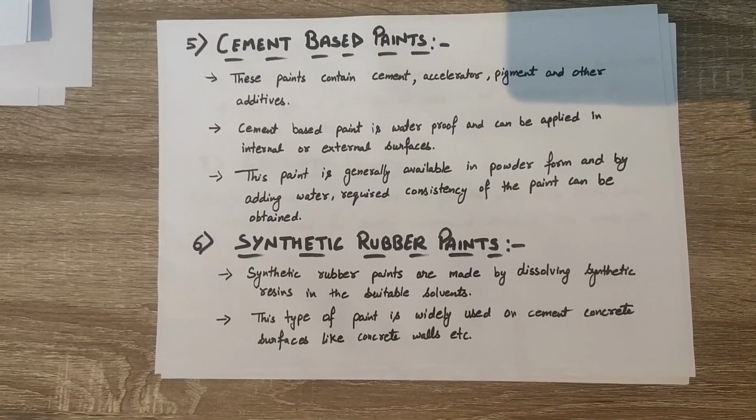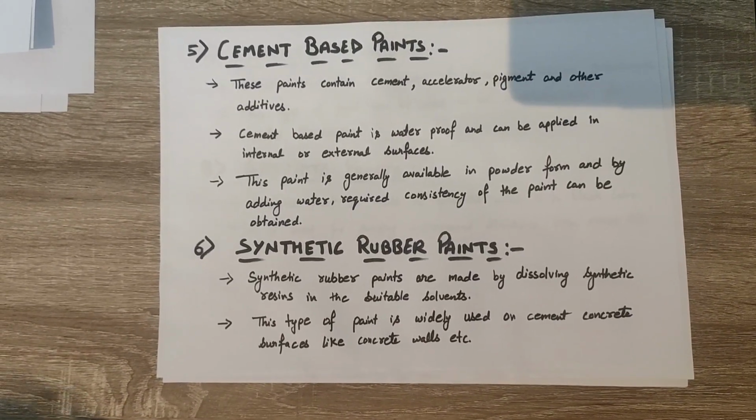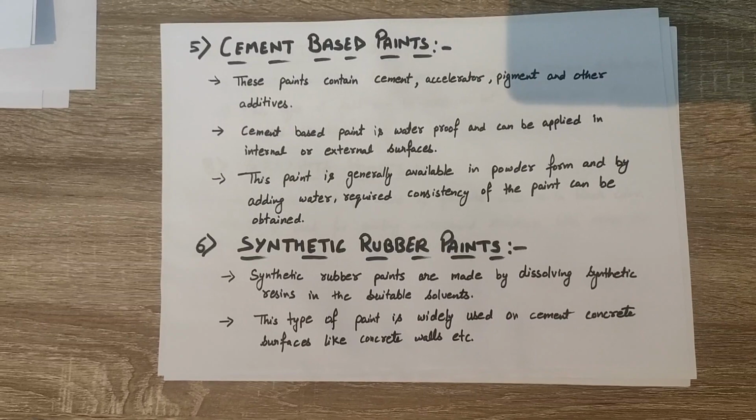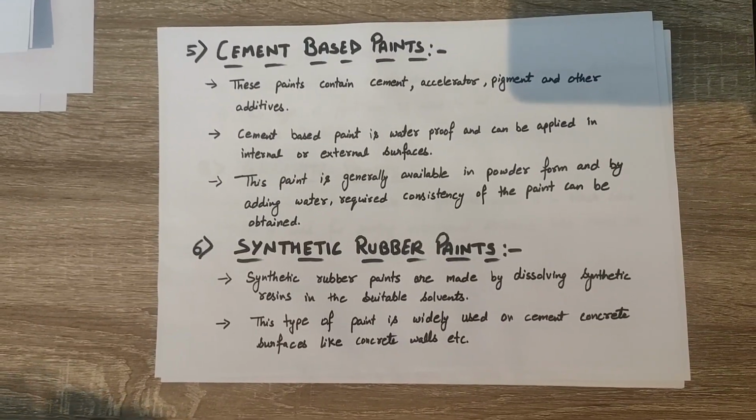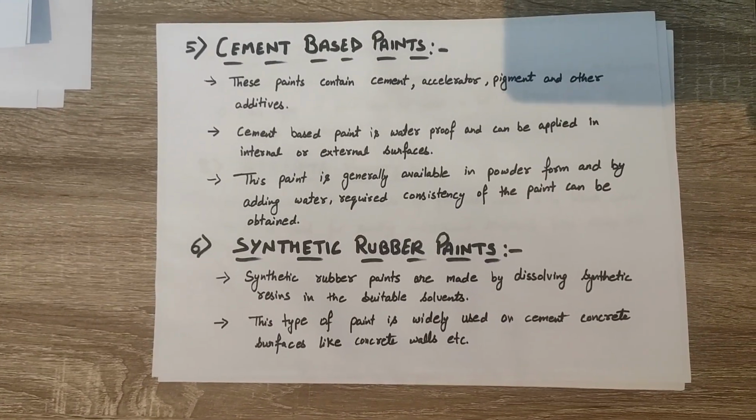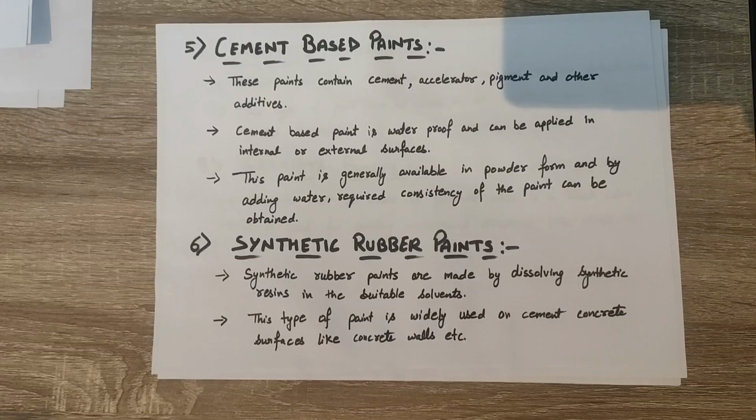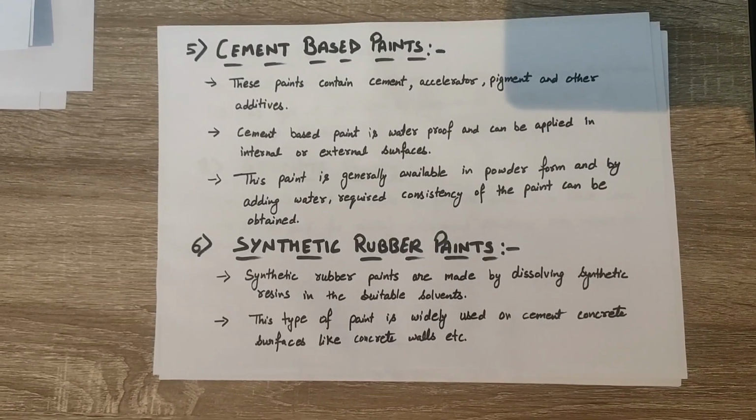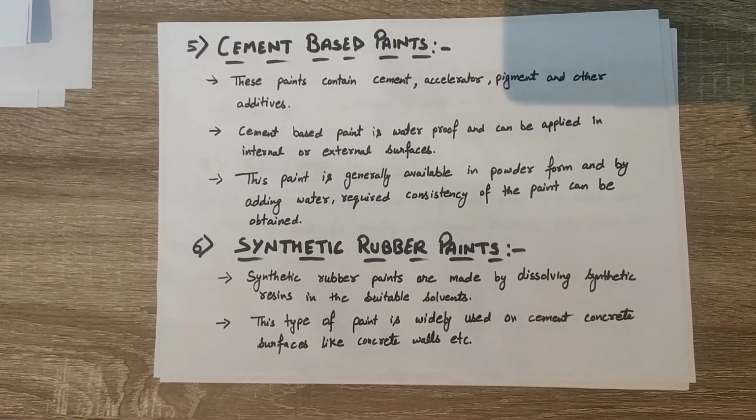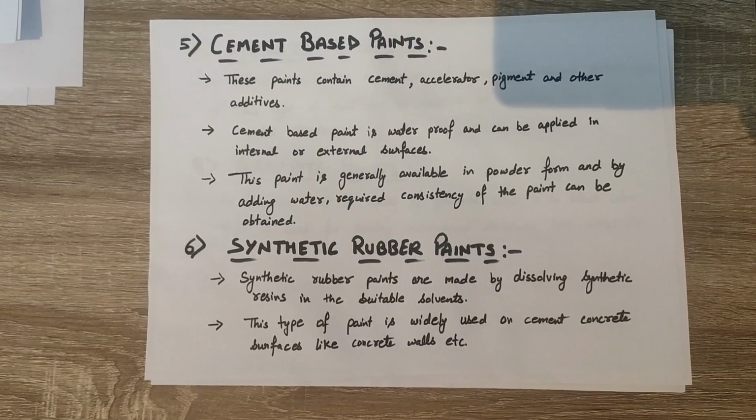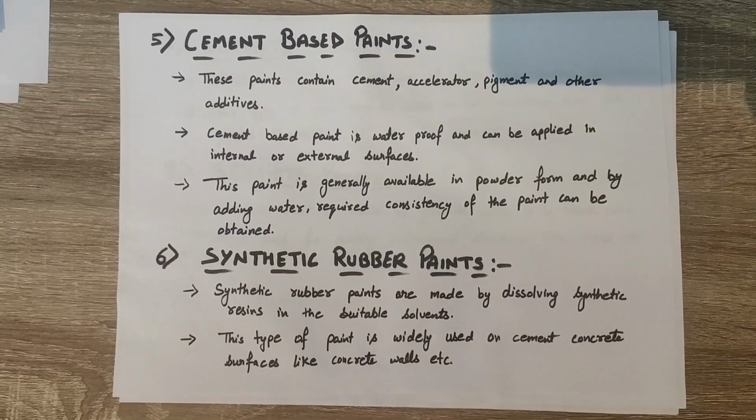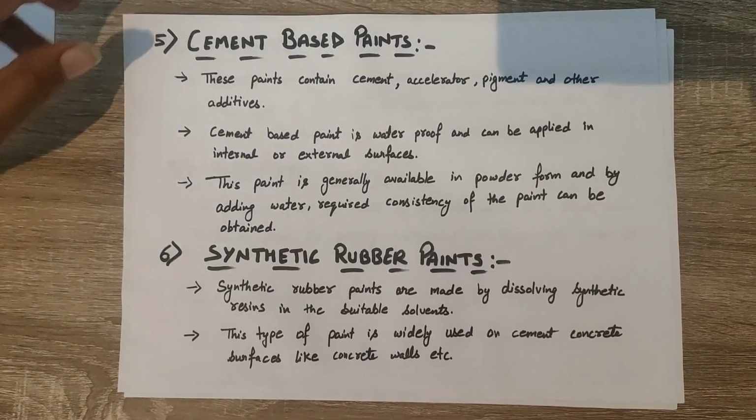Next paint is synthetic rubber paints. Synthetic rubber paints are made by dissolving synthetic resins in a suitable solvent. This type of paint is widely used on cement concrete surfaces like concrete walls, etc. Synthetic rubber paint is water resistant, alkali resistant as well, and has a smooth finish and uniform surface. Generally, if you have seen swimming pools, mostly in swimming pools we use this kind of paint, synthetic rubber paint.